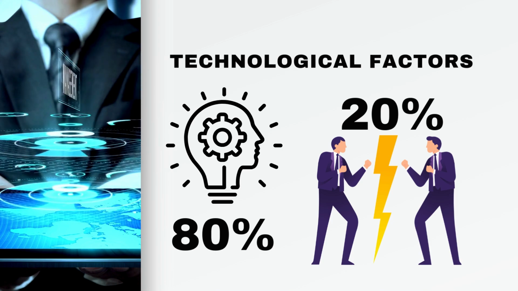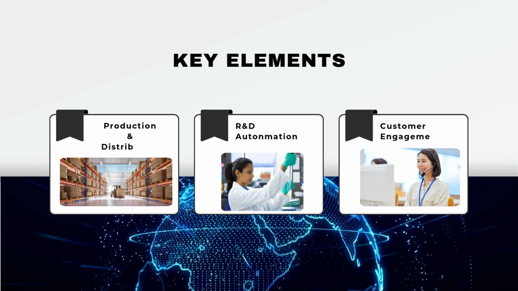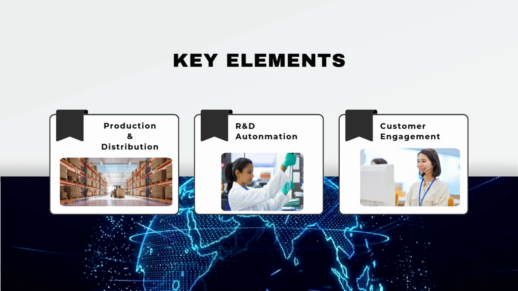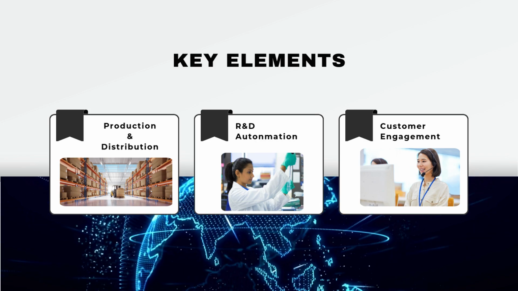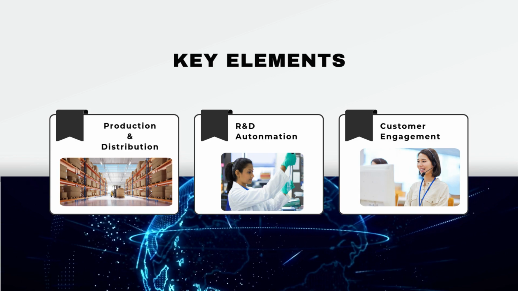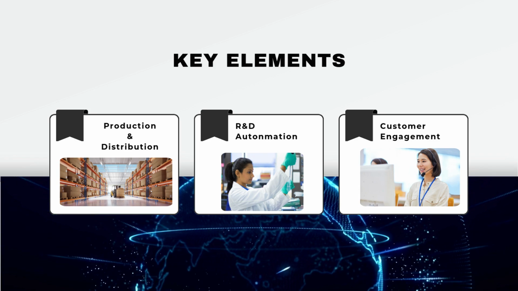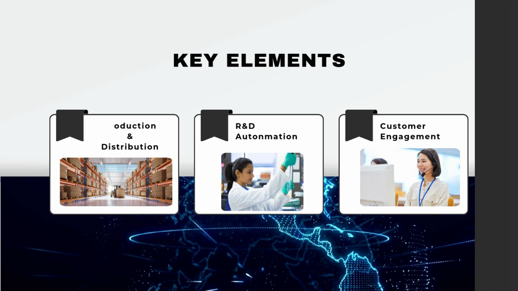Key elements include production and distribution, advances in manufacturing, logistics, and digital platforms. R&D and automation, cutting-edge research, AI, and automation improving efficiency. Customer engagement, new tools enhancing interactions and service delivery.